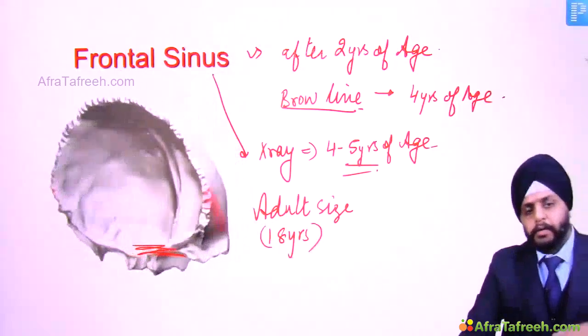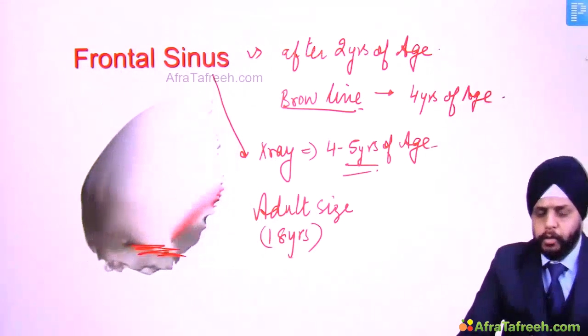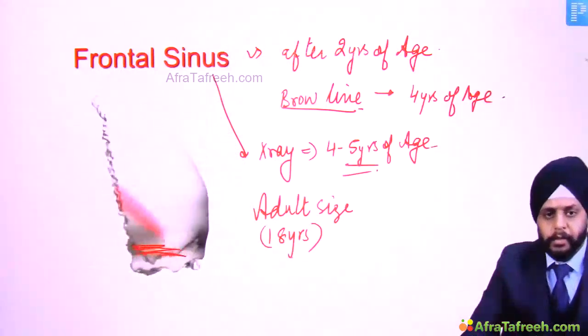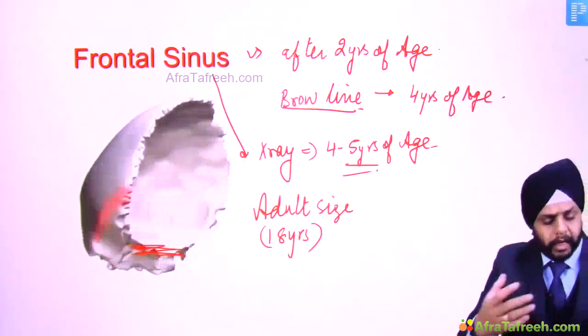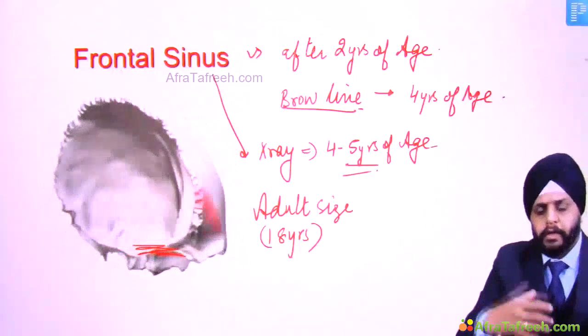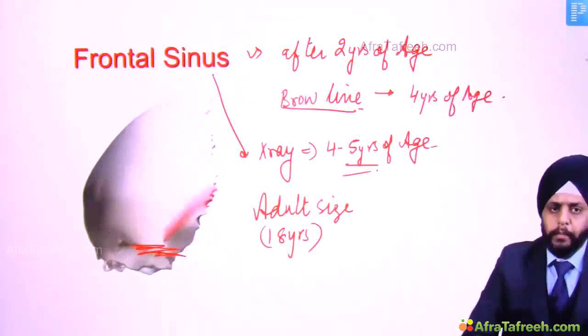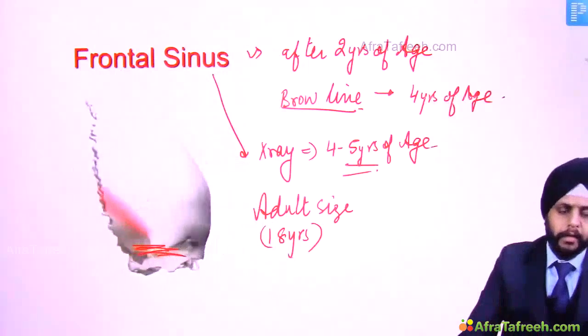So by 18 years, we all become adults, so that is the early adulthood of a person, and a person is able to drink, a person is able to vote, a person is allowed to drive. So that is the frontal sinus. It reaches adult size by around 18 years of age. So the person does not remain a juvenile at 18 years, becomes an adult.